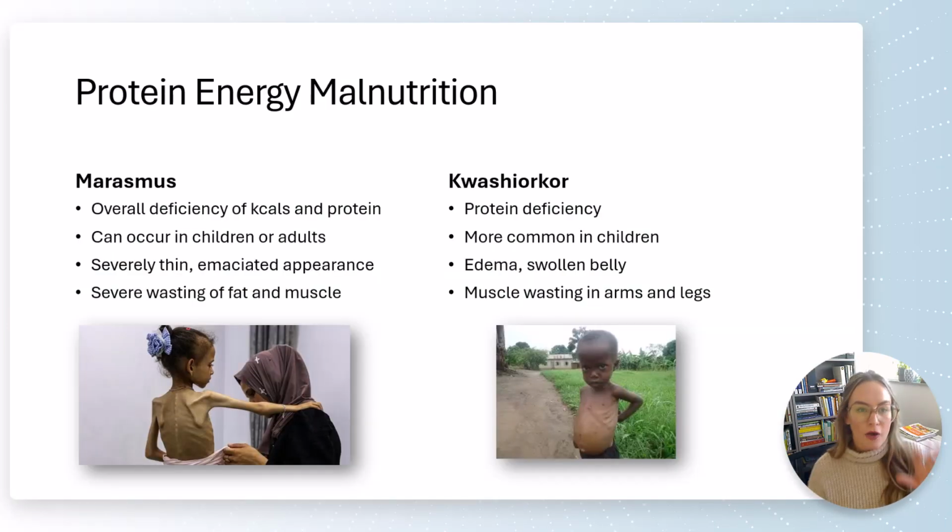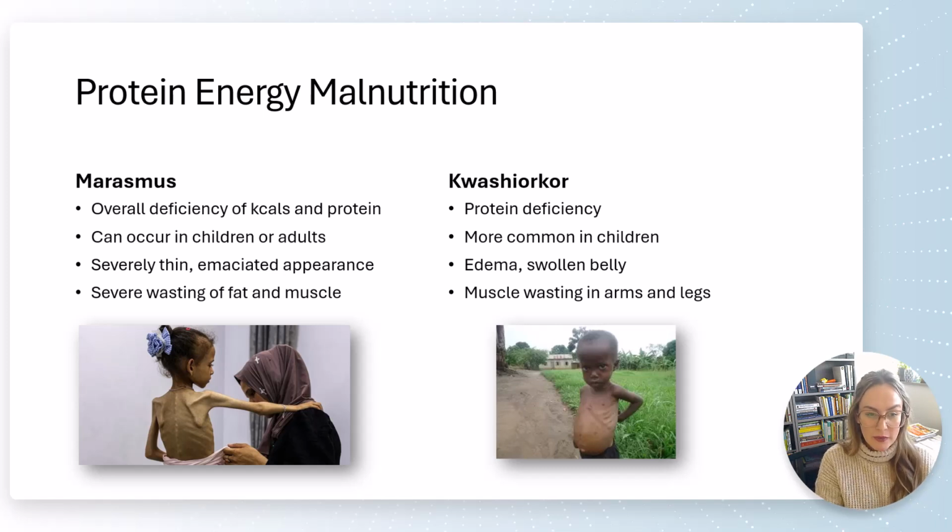But we have our food insecurity and we have malnutrition. And then malnutrition can be divided up, remember, into undernutrition and overnutrition. And then now within undernutrition, we have two categories. One of those is marasmus and the other one is kwashiorkor.